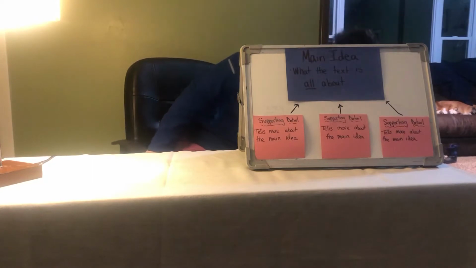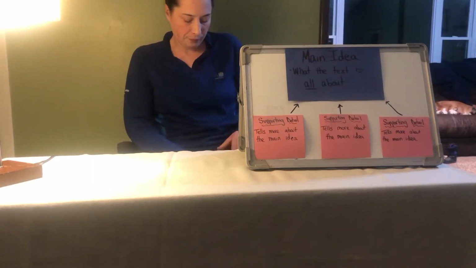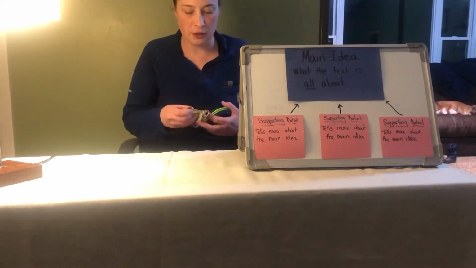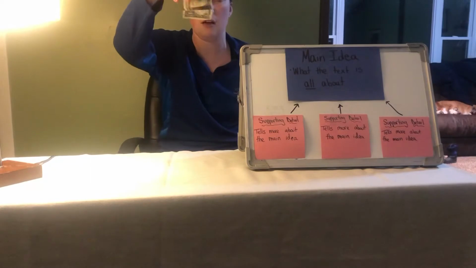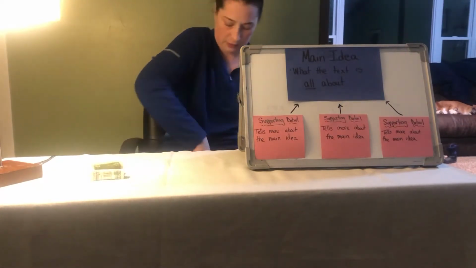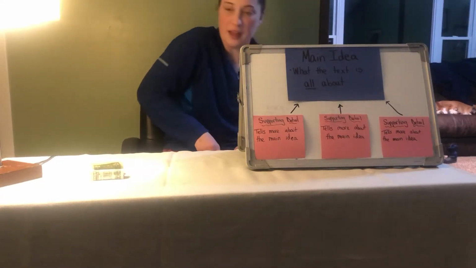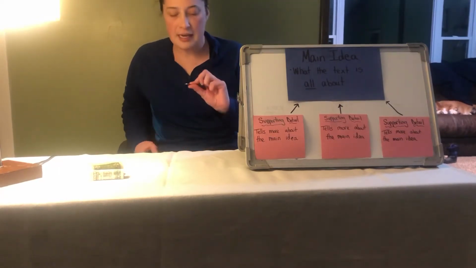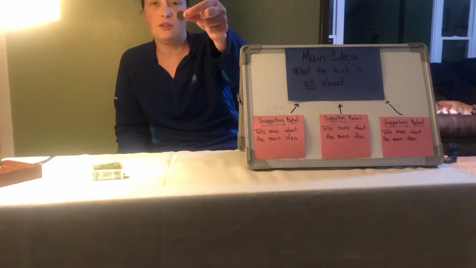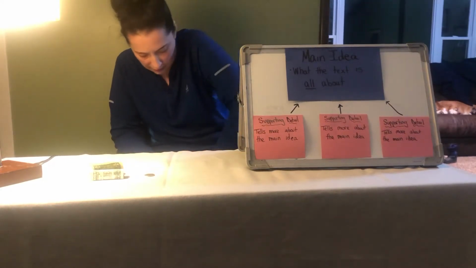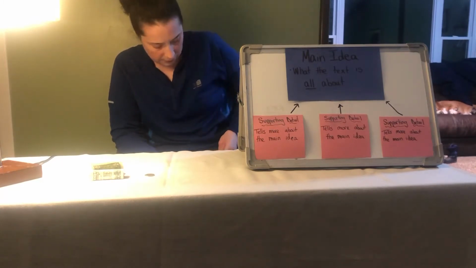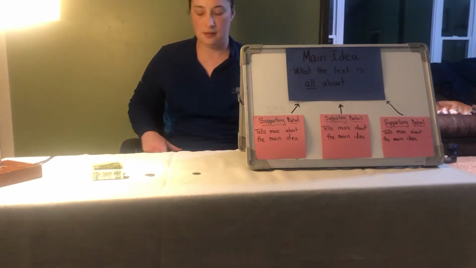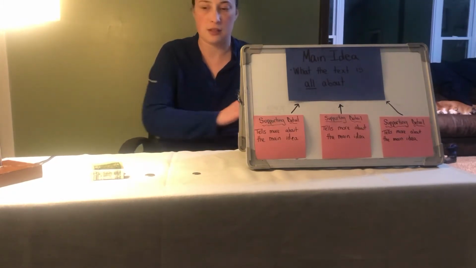So if my supporting details were $1 bills are a green piece of paper that are worth $1. A nickel is silver and worth 5 cents. A dime is really small and worth 10 cents. Okay? Those are my supporting details.